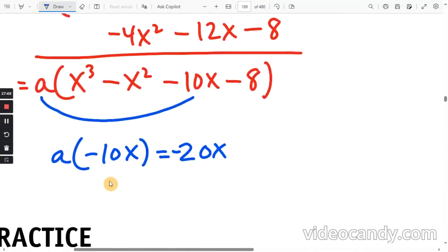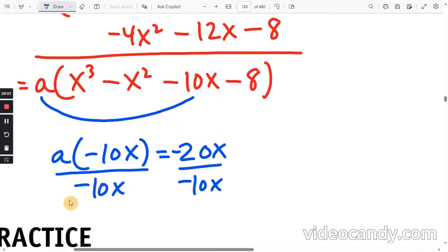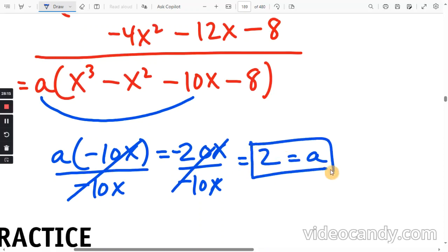All right, so let's solve for a. If we divide, a is times negative 10x. The opposite of times negative 10x is to divide by negative 10x. It cancels here. X divided by x cancels, and negative 20 divided by negative 10 is just 2. All right, so a equals 2. All right, so if I cross off the a here and multiply this whole thing by 2, I should have my answer.